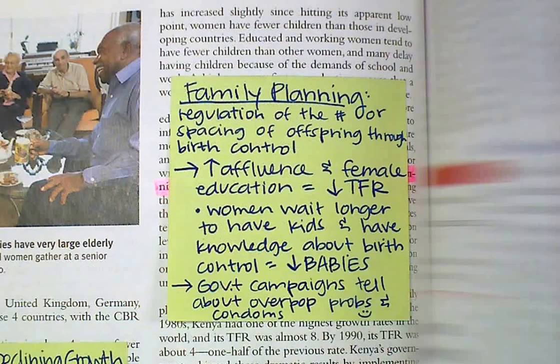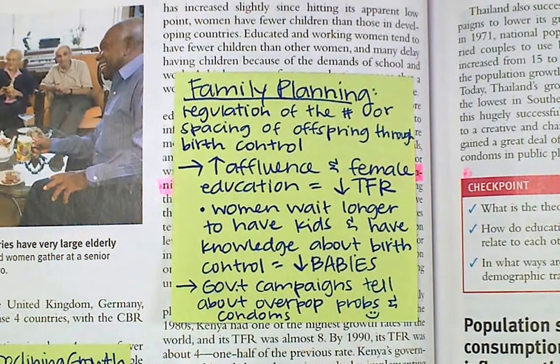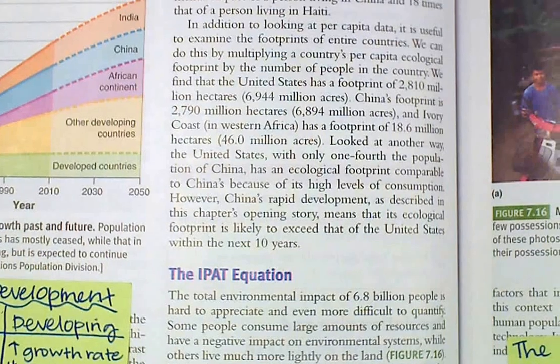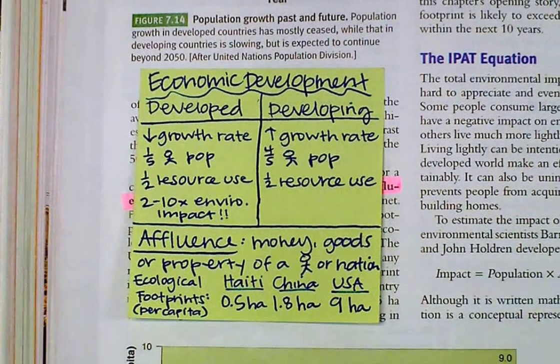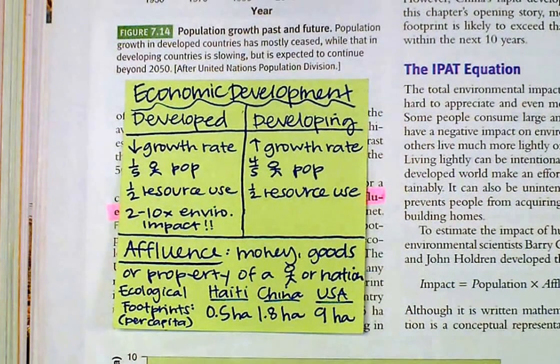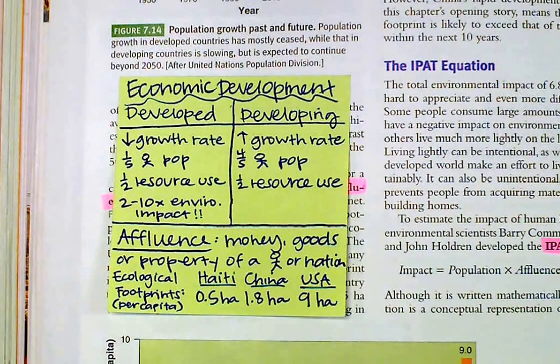All right, now we're going to talk about population size and consumption and how they interact with the environment. So we have economic development. As far as the economy is concerned, you're either in a developed or a developing country. Those are your two options. In developed countries, you have a low growth rate. In developing countries, you have a high population growth rate.